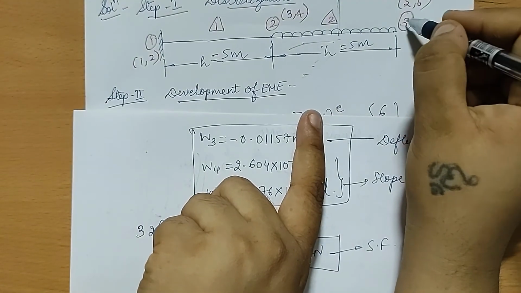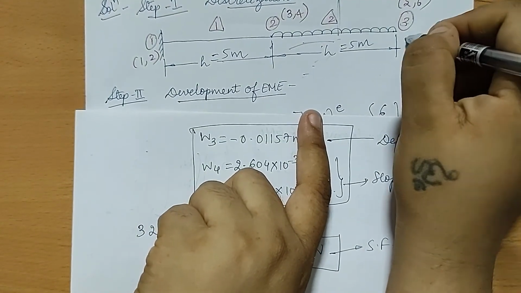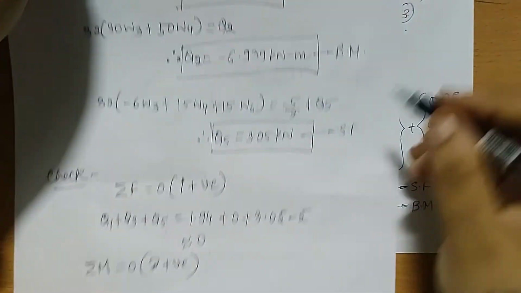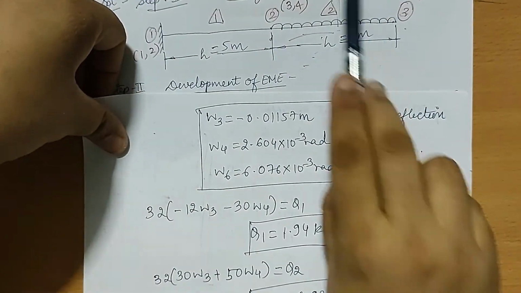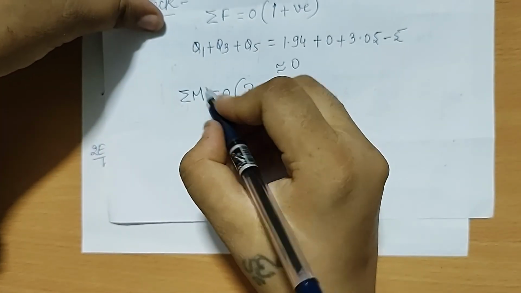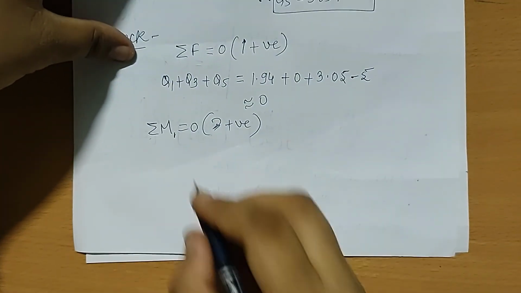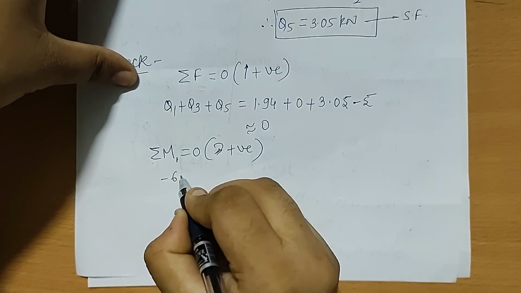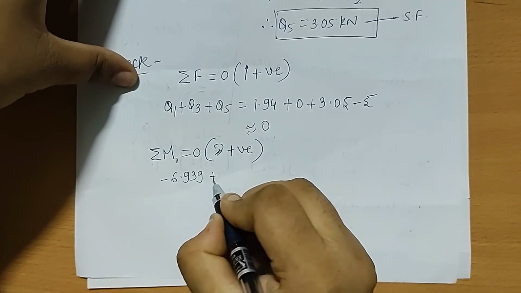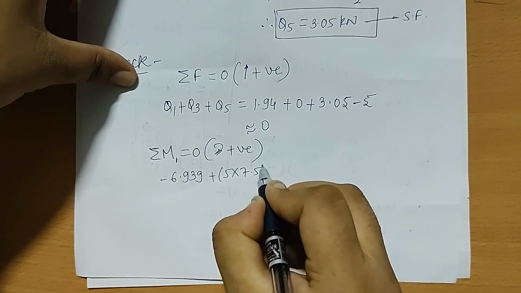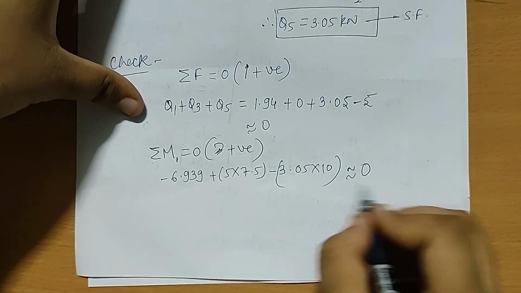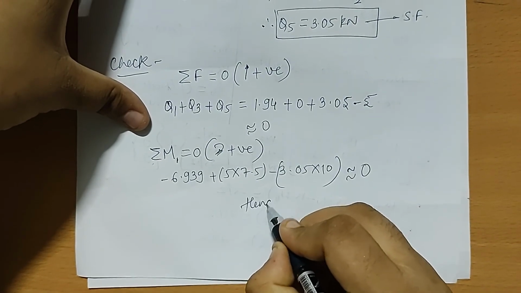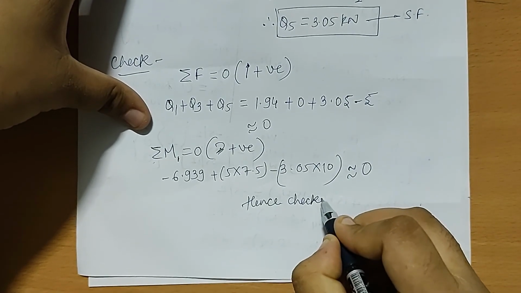And last, at node 3, I had a shear force which was Q5, 3.05. So this will turn anti-clockwise towards node 1. So I am taking the moment about node 1. I have minus 6.939 plus 5 into 7.5 and minus 3.05 into 10. When I solve this, I get approximately 0. Hence, I have checked my solution.